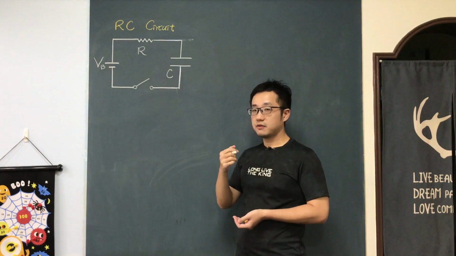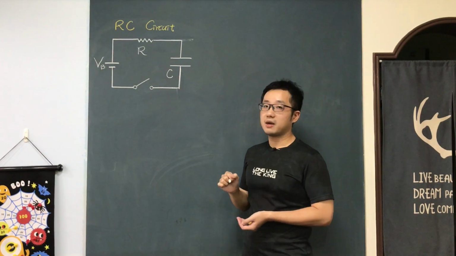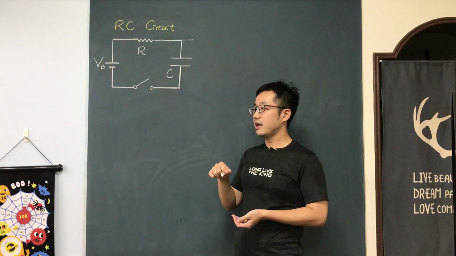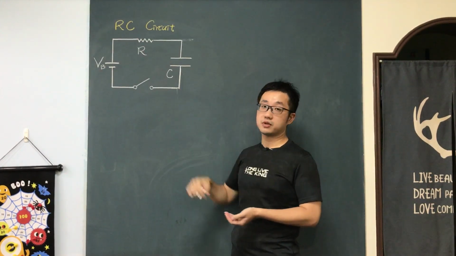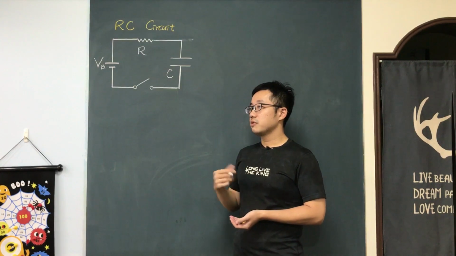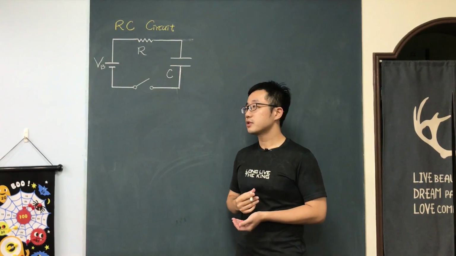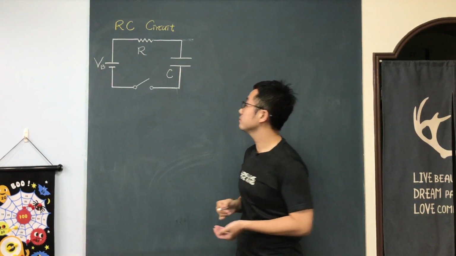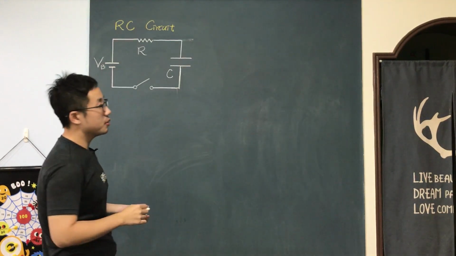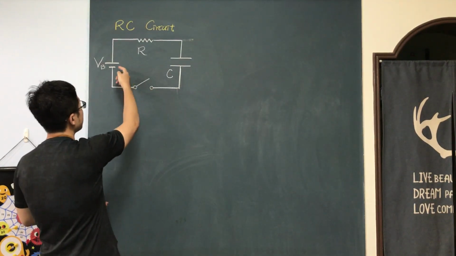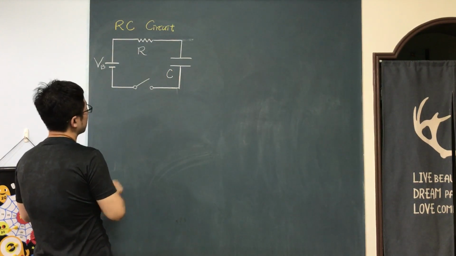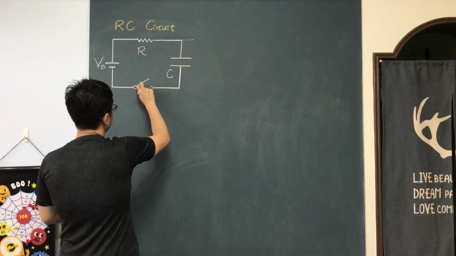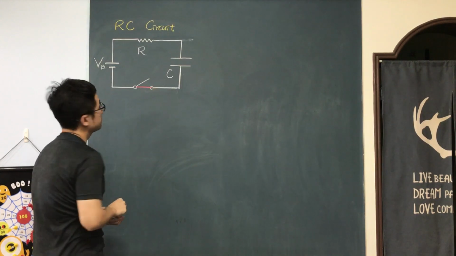And secondly, I want to find the exact function, maybe a function for current, maybe a function for charge, simply by doing a little bit of calculus. So let's get started. As you can see, there are three components in my circuit: your battery, your resistor, and your capacitor. And when I close the switch, I complete the circuit.